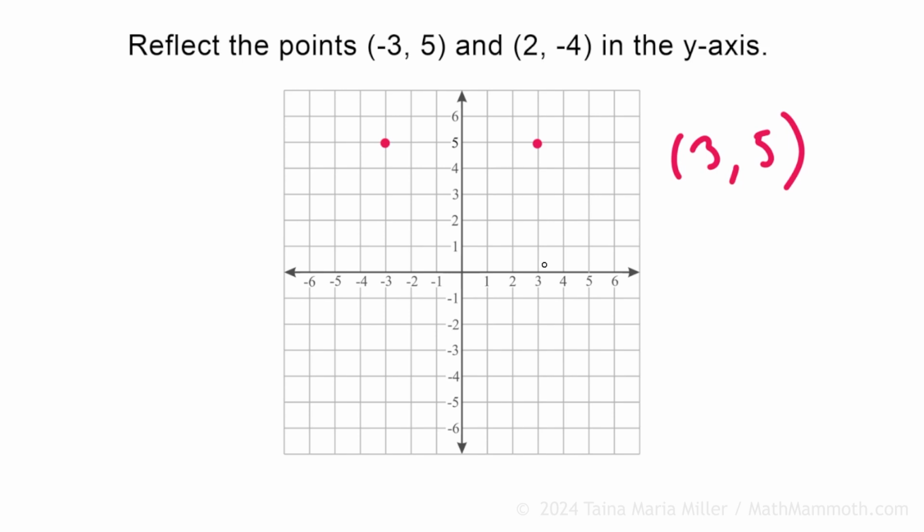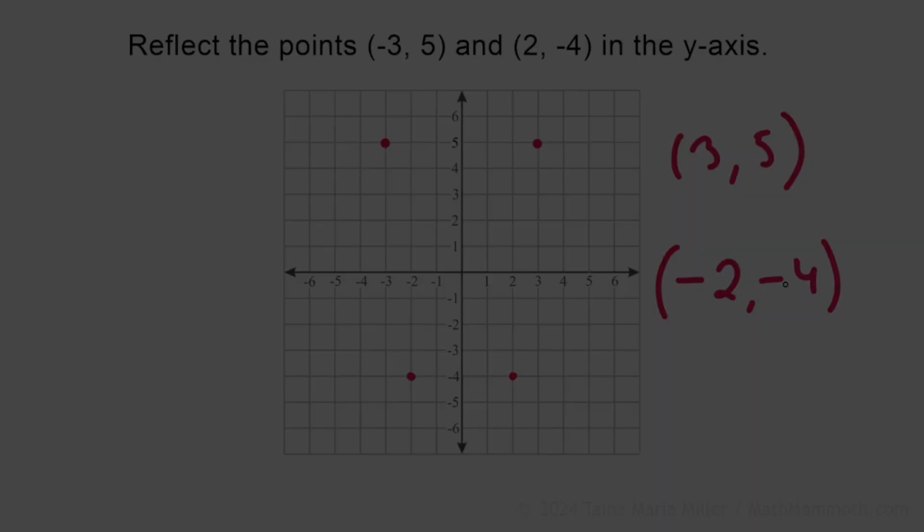And then (2, -4). So x is 2, y is -4. If I reflect this point here in the y-axis, it goes over there, right? 2 units from the y-axis. And now its coordinates are (-2, -4). Again, the x-coordinate changed to its opposite, and the y-coordinate did not change. And it is for you to investigate how this works if you are reflecting points in the x-axis.